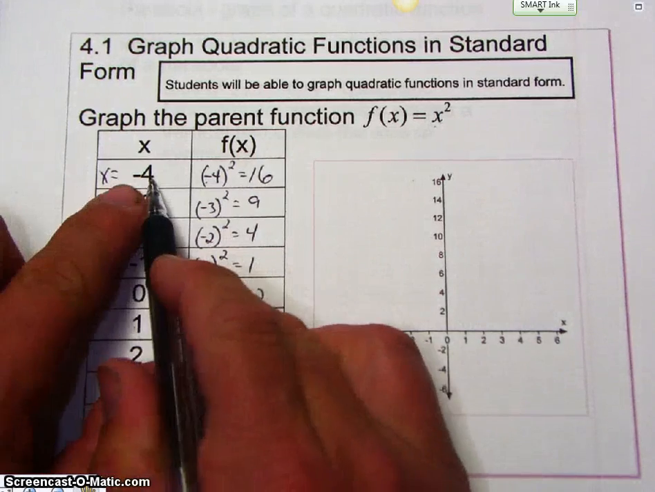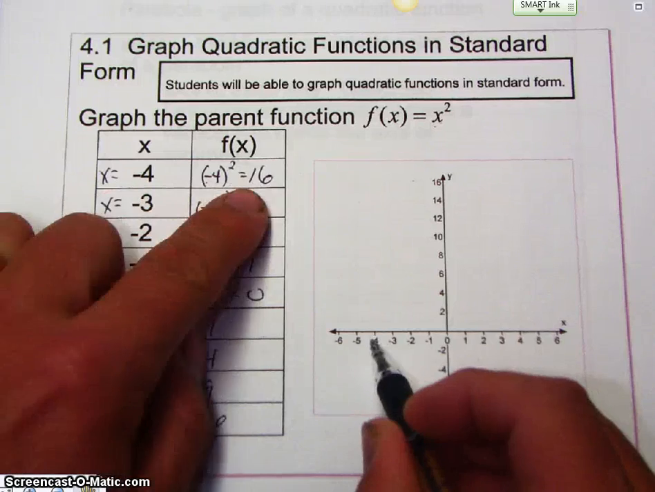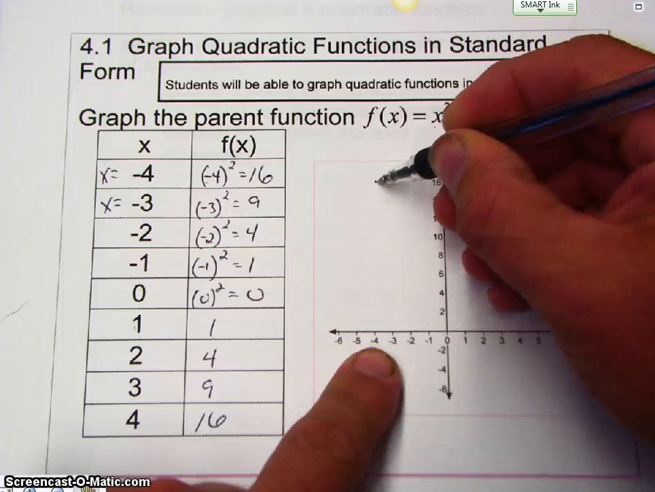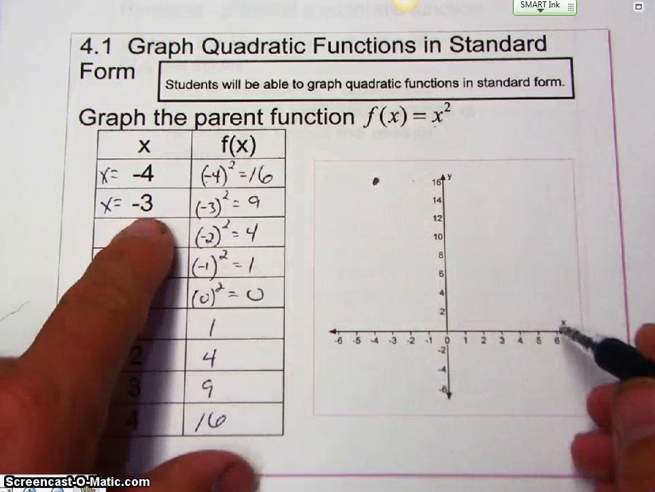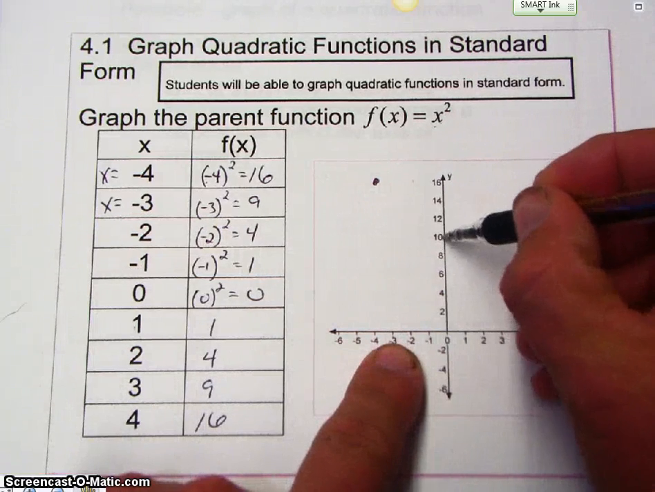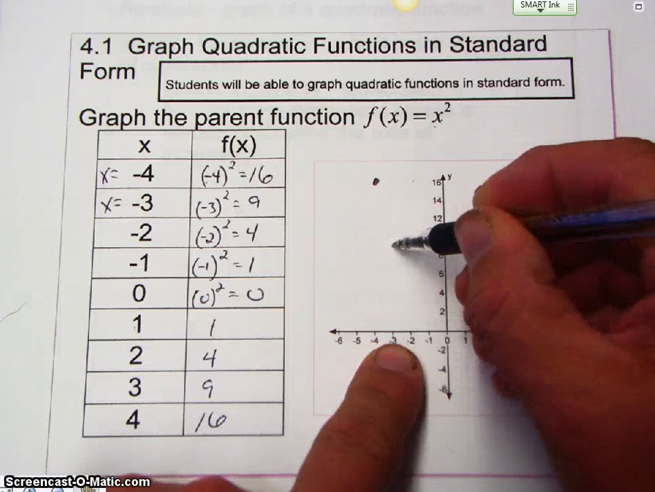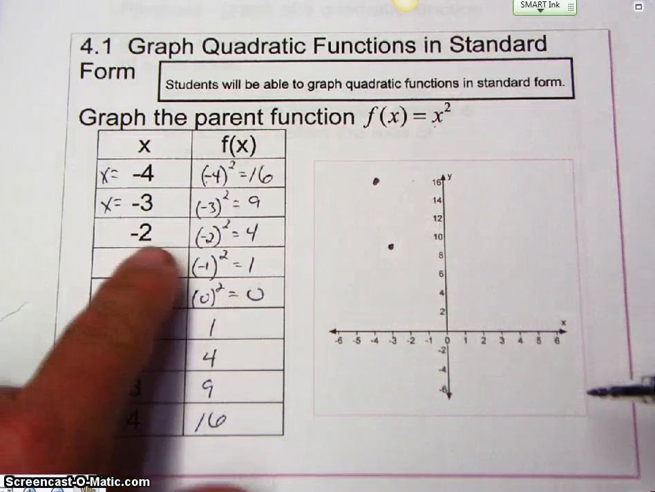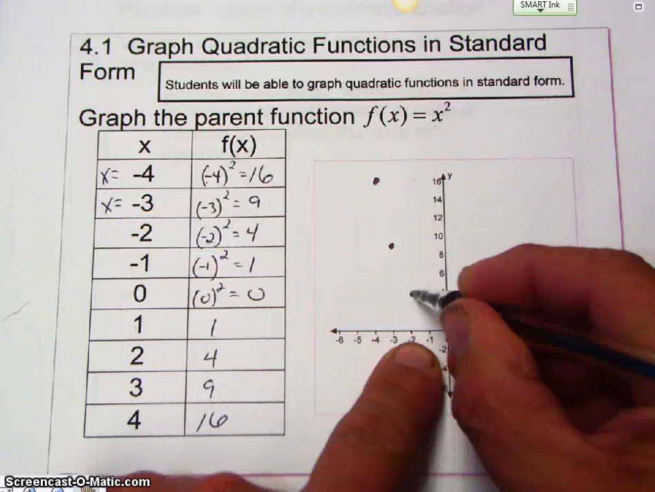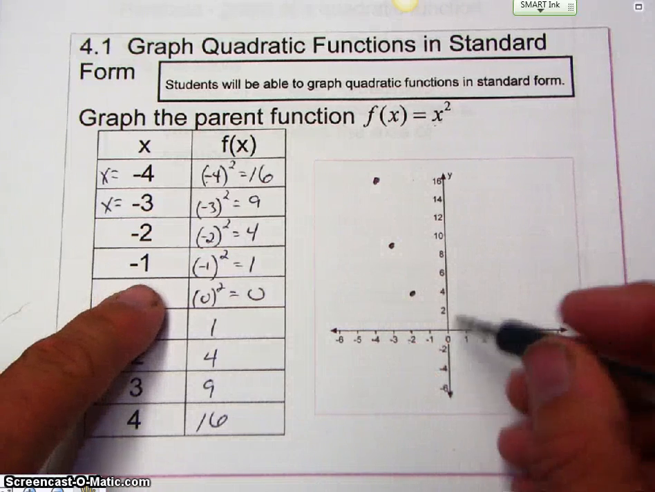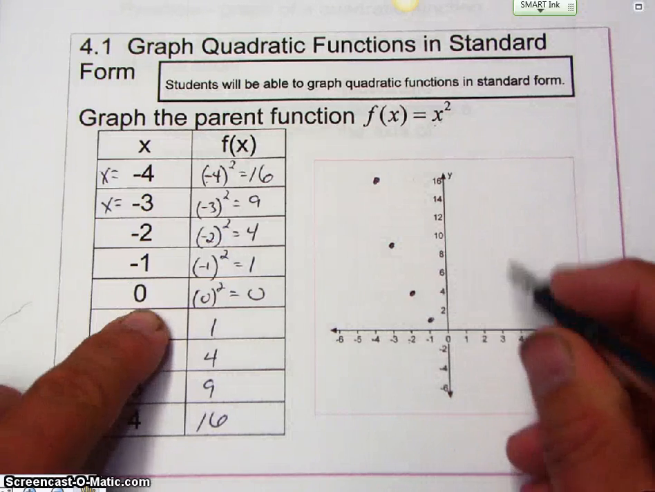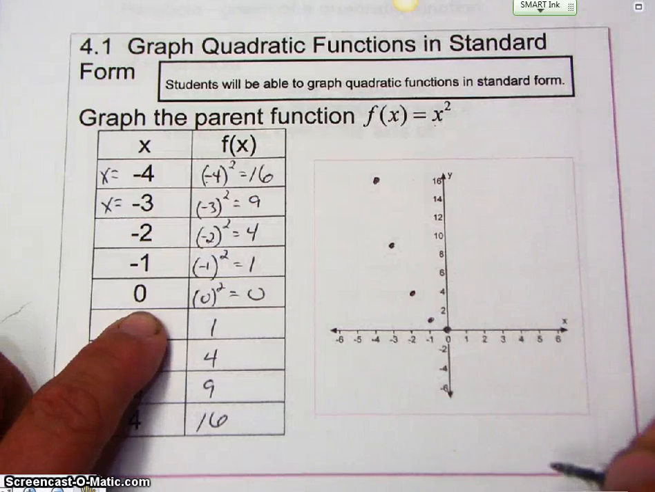Now I'm going to graph these. At -4, I go 1, 2, 3, 4, then up to 16, so it's way up here. I go to -3, and it's 9. Here's 8, 10, so 9 is somewhere in between. At -2, I go to 4. Then -1 is 1. Then 0, 0, so that's the origin.